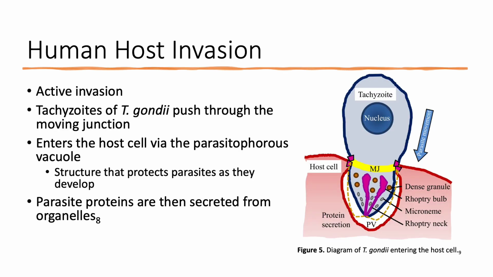So once inside the body, tachyzoites of Toxoplasma gondii undergo active invasion. They will push through the moving junction of the host cell, and they will enter via the parasitophorous vacuole. This parasitophorous vacuole is a structure that protects the parasites as they develop. And once the tachyzoite enters the host cell, parasite proteins are then secreted from different organelles in the parasite.